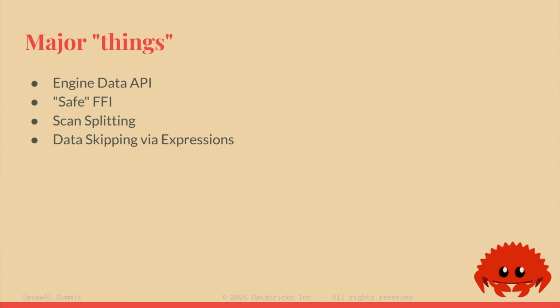And we have data skipping via expressions. So if you pass down that your query is looking for value greater than 3, we can tell that some Parquet files that are involved in this table don't include any data that might match that, so we won't tell you to read those files.